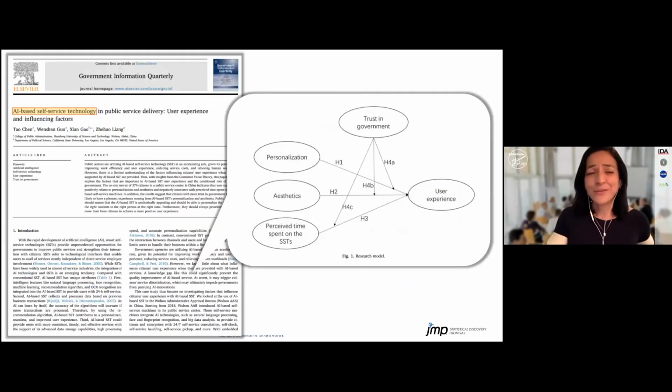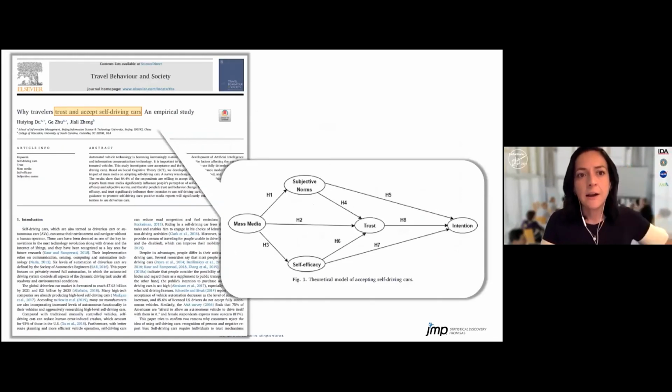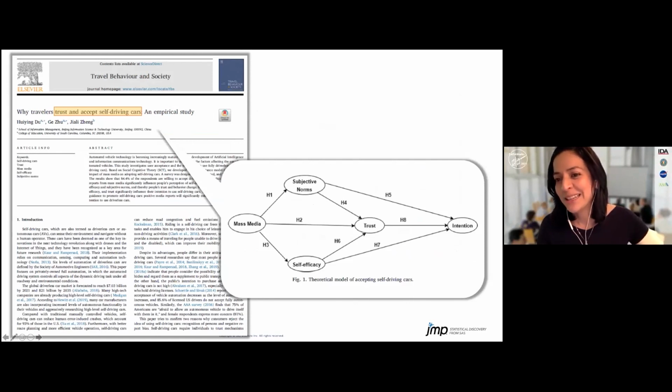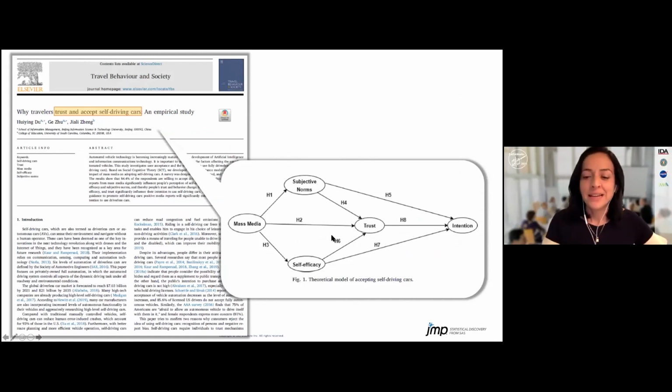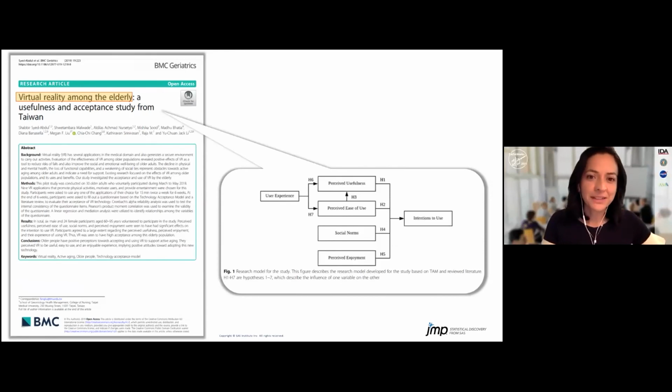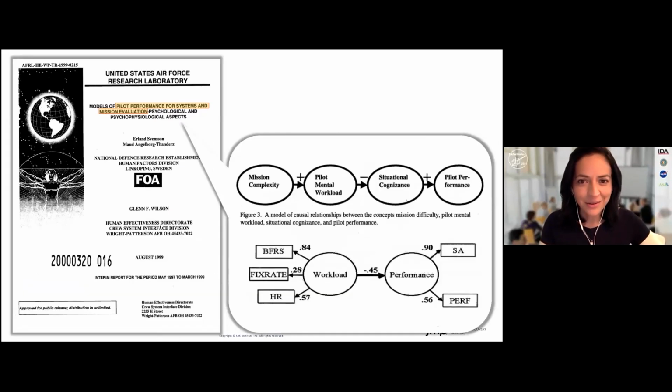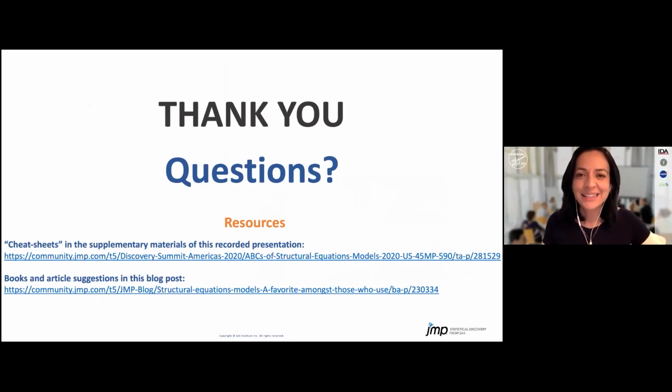This is with artificial intelligence-based self-service technology. They were testing user experience: what are the things that influence user experience? You can look at these with a little more time in the notes that are available online. But again, we're just looking at things like trust, and how they influence intention to use the system. So there are a number of examples. I'm just going to skip through to the thank you part.